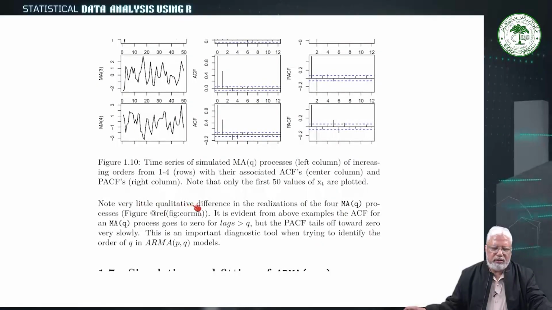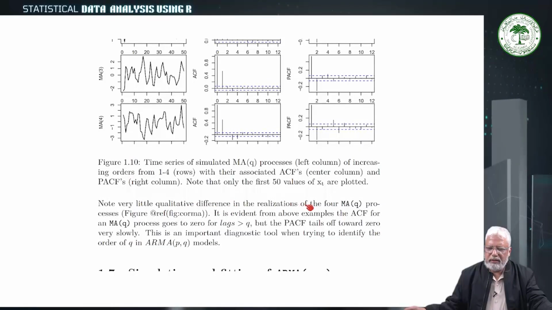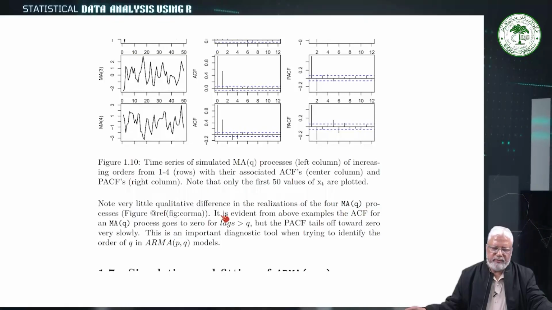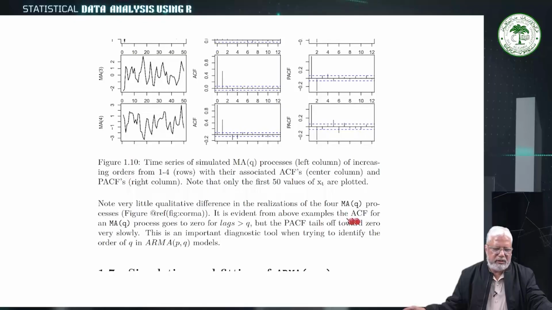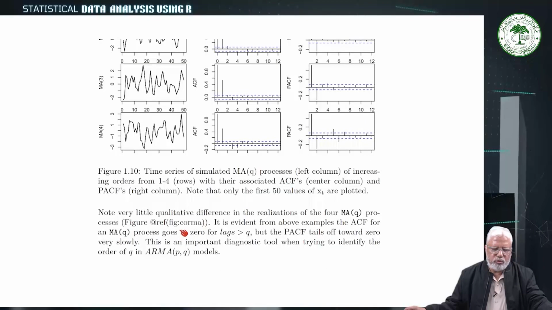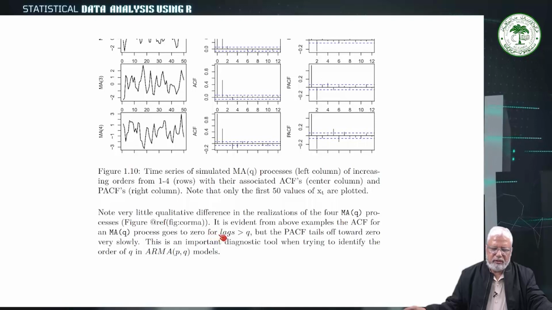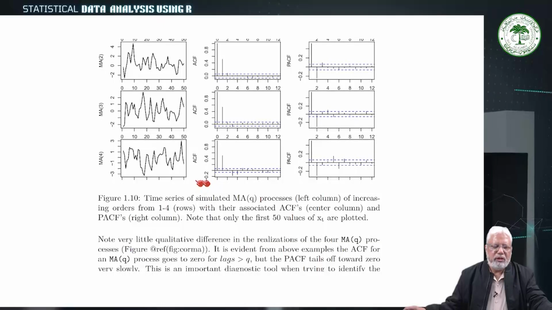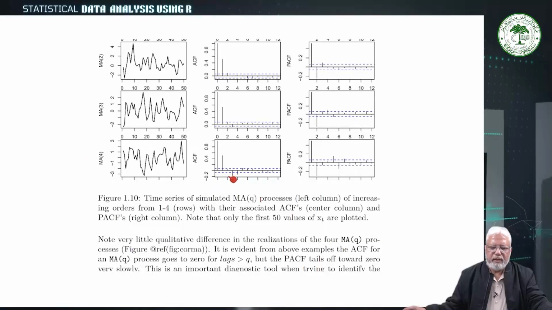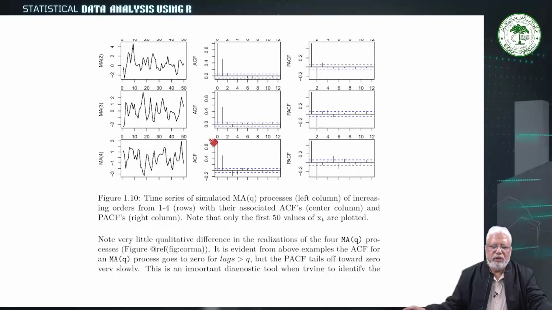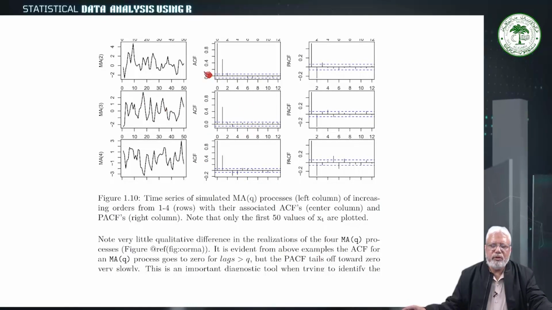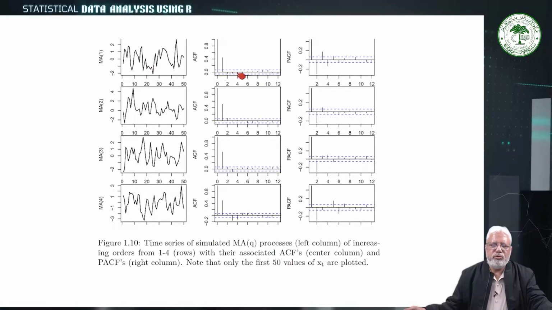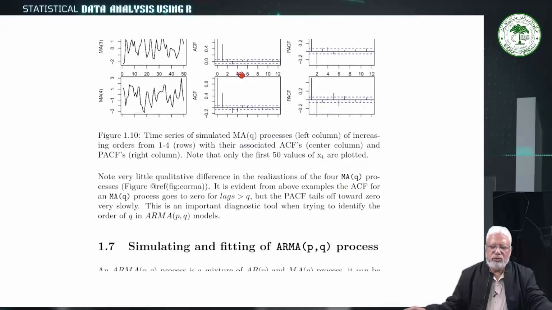Note the very little qualitative difference in the realization of the 4 MA(q) processes. It is evident from the above example that the ACF for an MA(q) process goes to 0 after lags greater than q. Here lag is 4, so it goes to 0 after 4. Lag is 3, so it goes to 0 after 3. Lag is 2, it goes to 0 after 2. Lag is 1, so it goes to 0 after 1.